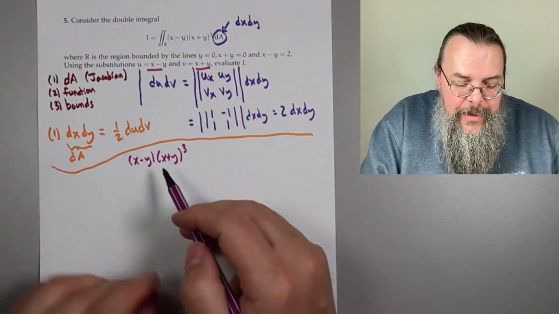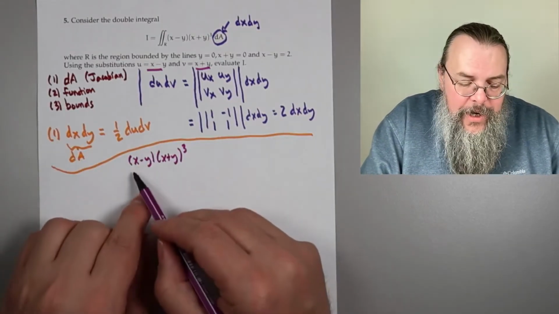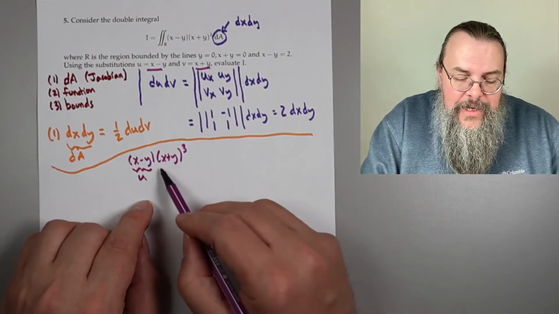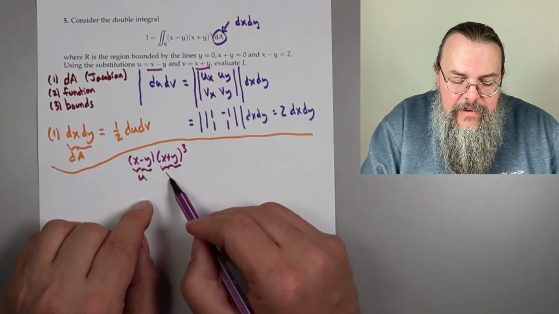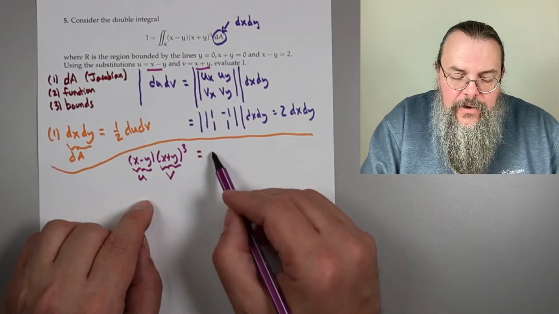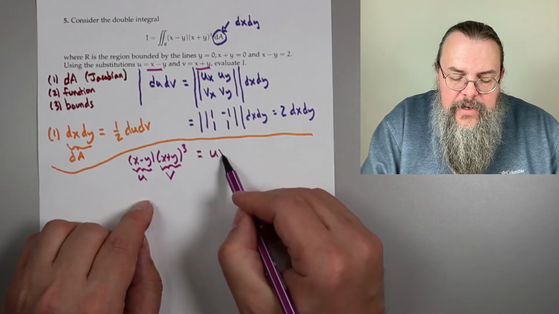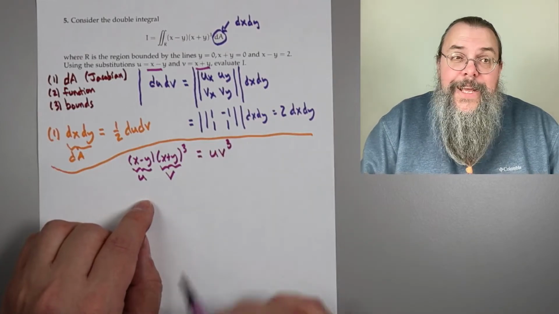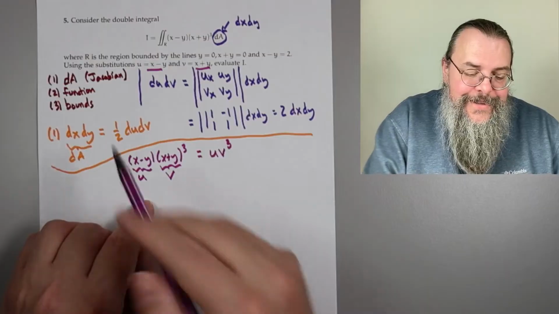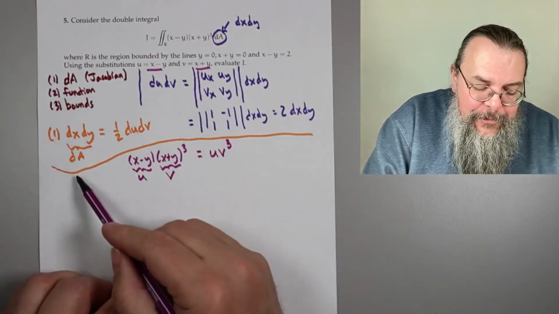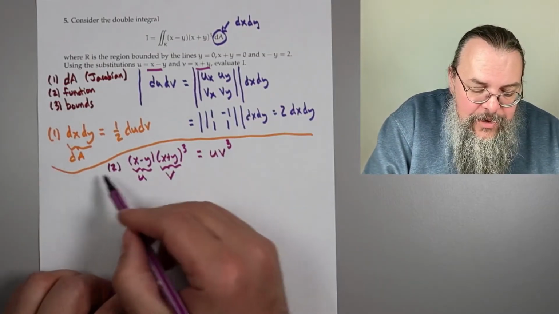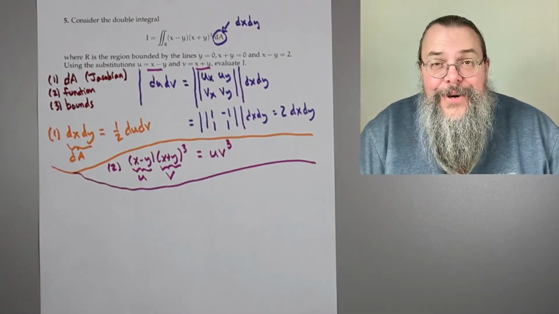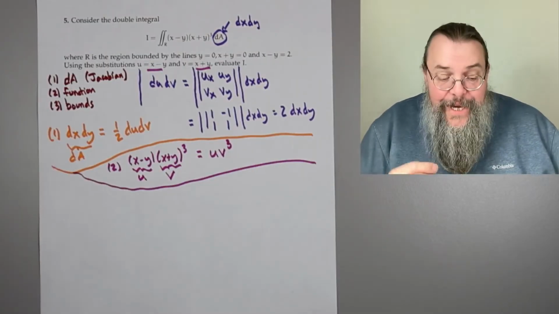Well, look, there's an x minus y. That's easy to spot. That's u. There's an x plus y. That's easy to spot. That's v. So our inside part is u v cubed. Now we've done part 2, the function. See how that was easy? That was great. Okay, now part 3, the bounds.